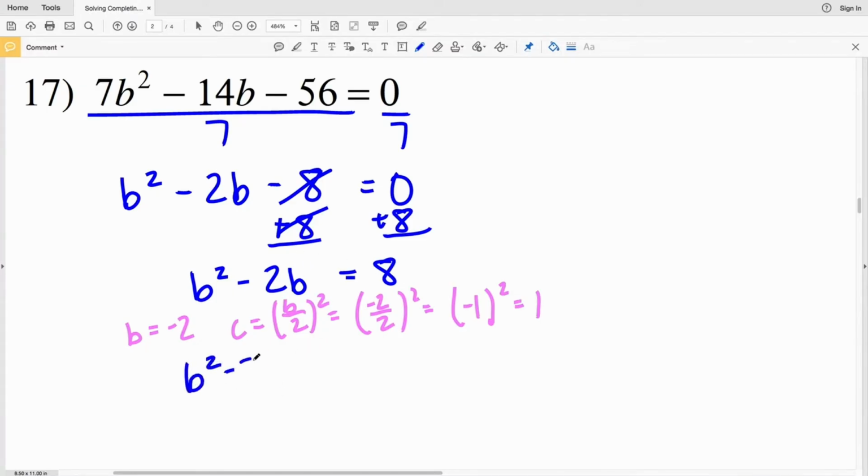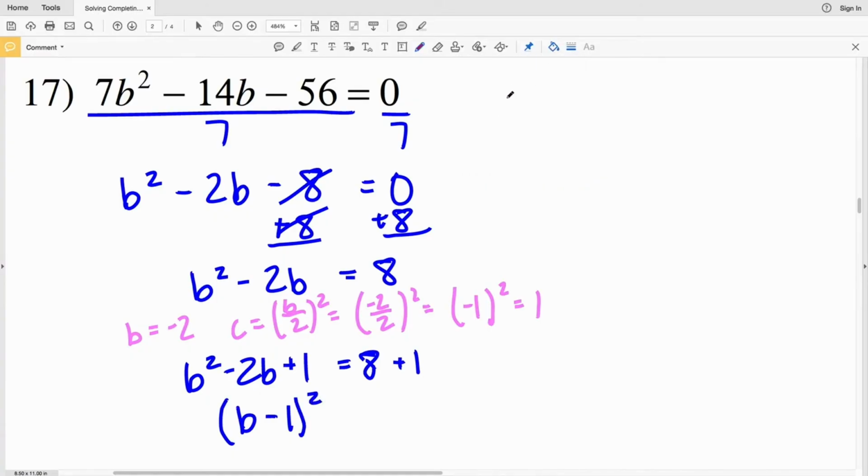So b squared minus 2b plus 1 equals 8 plus 1. Whatever I do to the left, I do to the right. Adding 1 to the left, I'll add 1 to the right. So I'll be able to rewrite that as a minus b squared. However, in this case, my b in my equation is equivalent to my a value, so I'll have b, and then I'll be subtracting my b value of 1 squared.